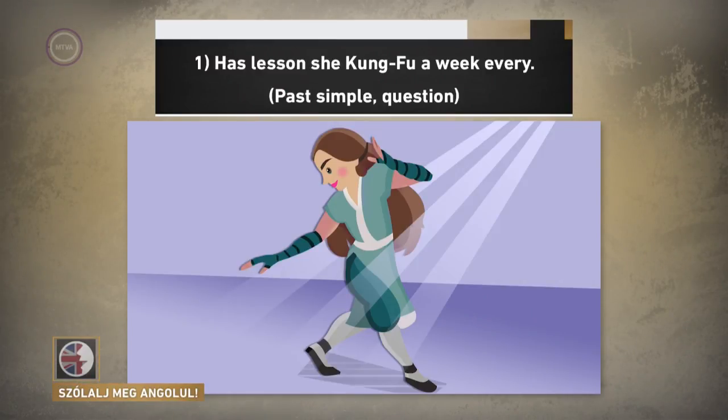Number 1. Has lesson she kung fu a week every? Past simple question. Do you all remember? Yes, it was a right pig's breakfast, wasn't it? It was, but we can handle all sorts of breakfasts, can't we?